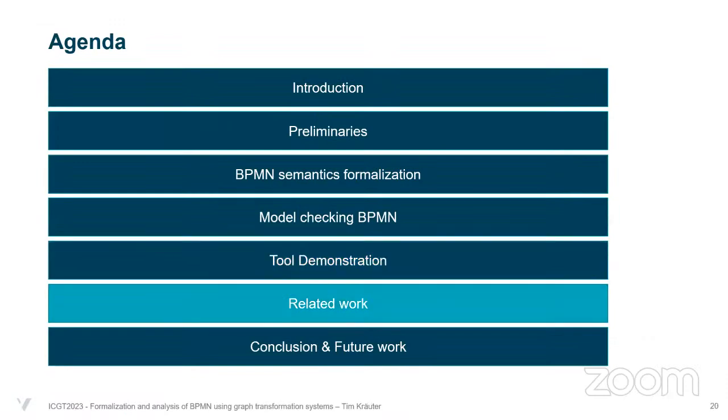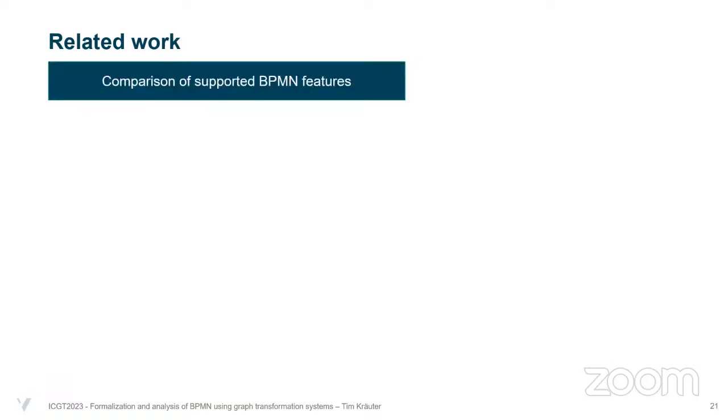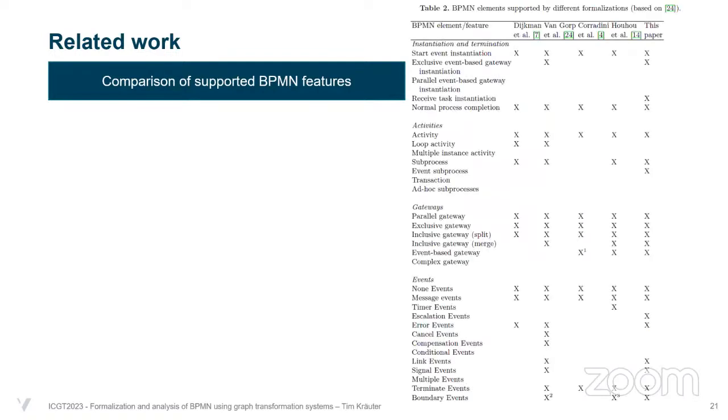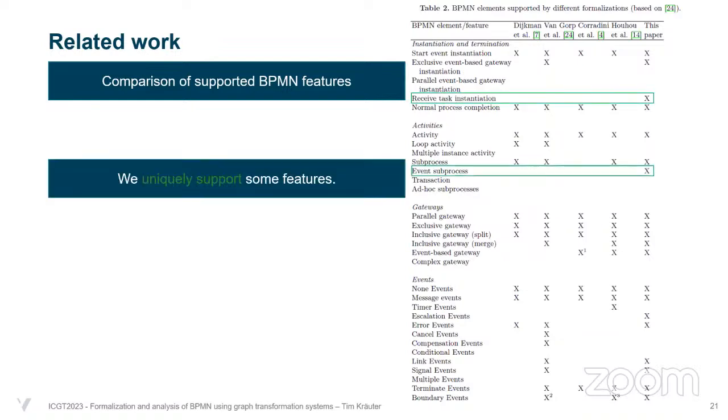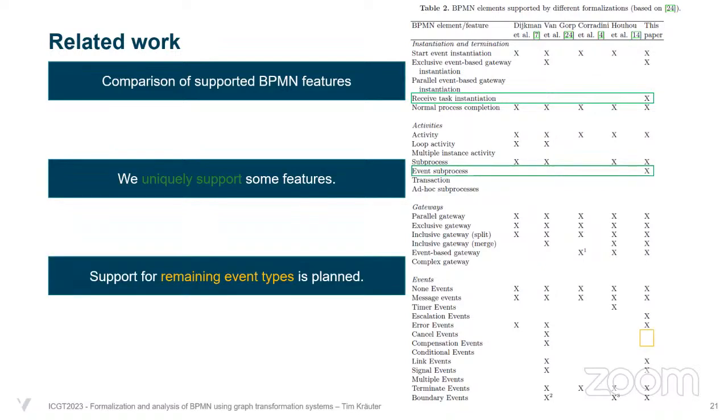Regarding related work, I'm not the first one to work on this. They are sometimes using graph transformation, sometimes using other means. And I have compared my approach to other approaches regarding the features and BPMN elements we covered. And there's a big table in the paper. The most important takeaways are there are some features only I can support currently, at least regarding the related work I know.